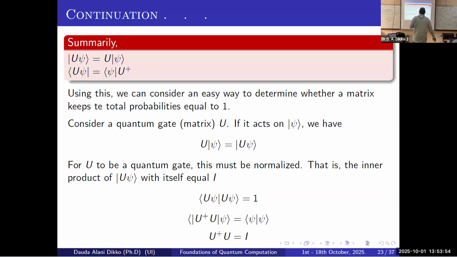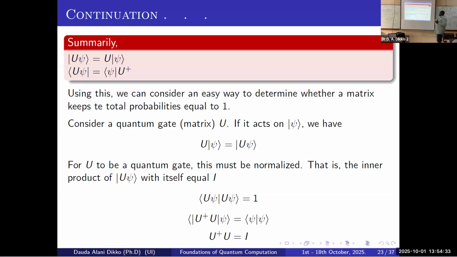So using this, we can consider an easy way to determine whether a matrix keeps the total probabilities equal to 1. So you consider a quantum gate, which is a matrix U. If it acts on the ket phi, we have this to hold. It becomes a standard result. And because it's done in abstraction, obviously, it always remains like that, because our A, B, C, D can be just any value. And if you have numbers, you can also determine that. That's what this is talking about.